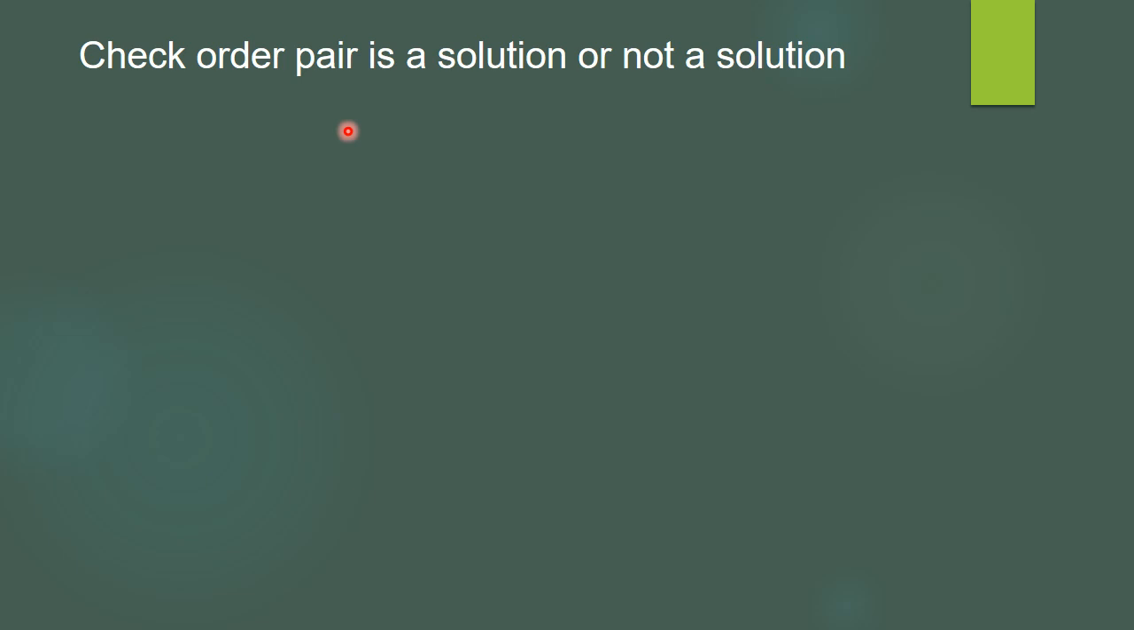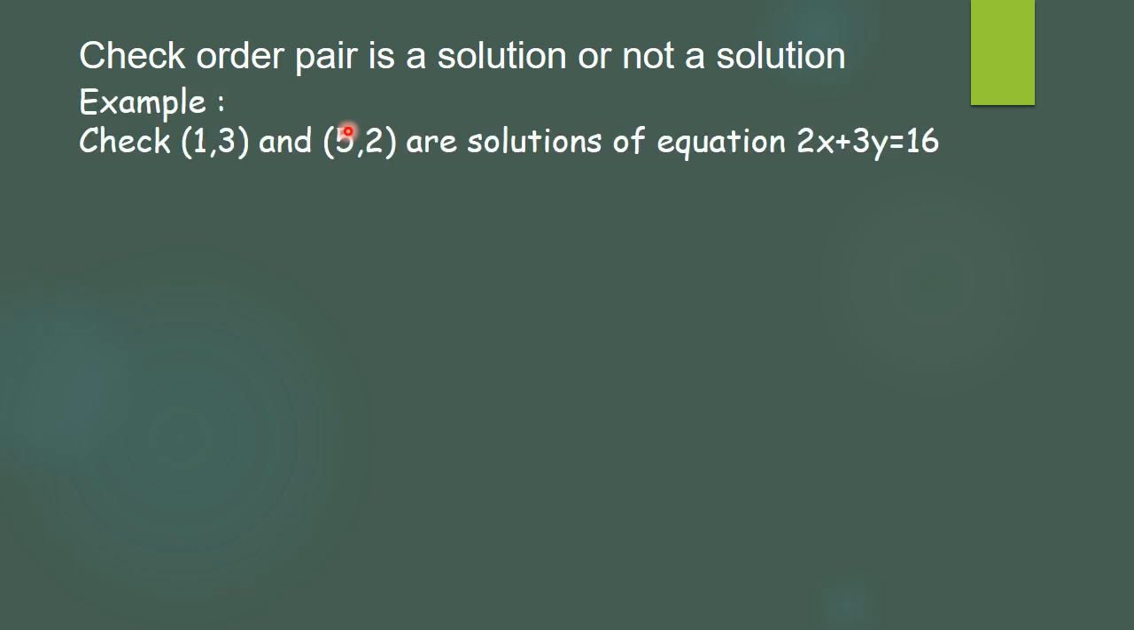Now to understand this, we will take one example. Check whether 1 comma 3 and 5 comma 2 are solutions of the equation 2x plus 3y is equal to 16. So they have given the ordered pair and also the equation, and they have asked to check whether it is a solution or not. Now, first we will check 1 comma 3, and whenever we want to check, first we'll just consider the left hand side.